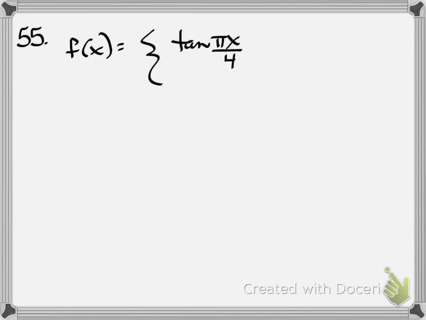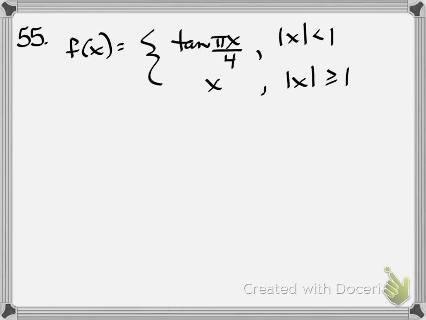All right, number 55 is a little bit tricky. It's a piecewise function involving tangent. If that's not enough, they want to add an absolute value over here for our domain restrictions. Okay, so that changes things for us.